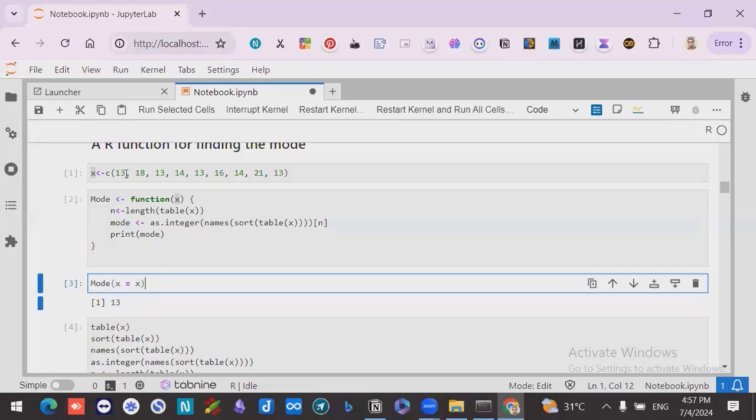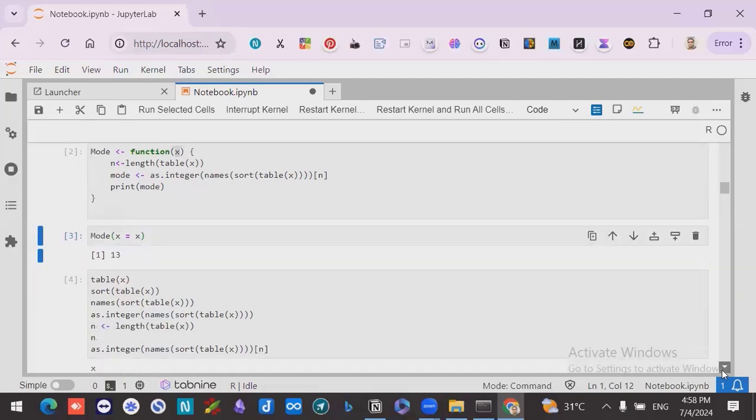Now what we got here: 13 is repeated a couple of times. So 1, 2, 3, and 4. So that's why we are getting 4 here. Okay, now you can try for different values. So instead of 13, you can repeat 18 two times, and make 13 individual, so that the most frequent value is 18, but not 13.